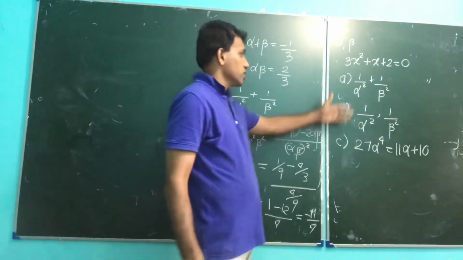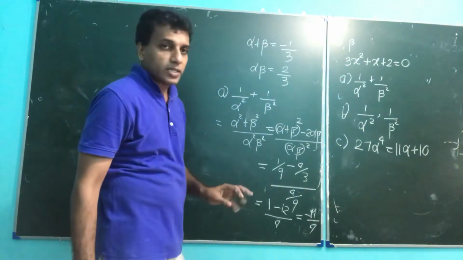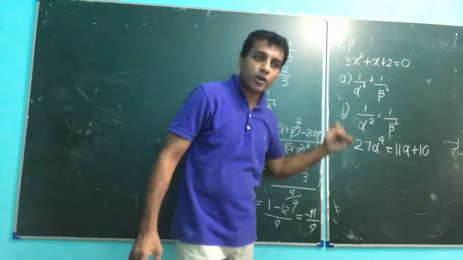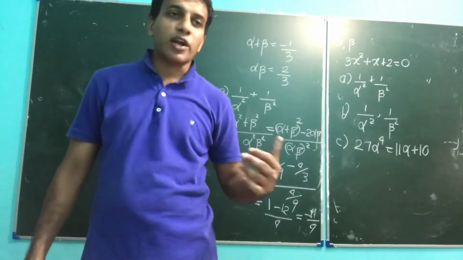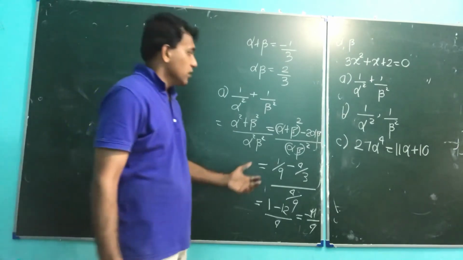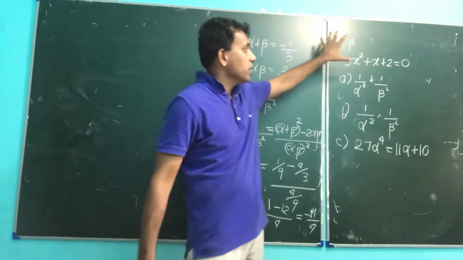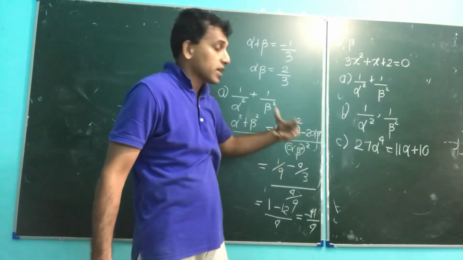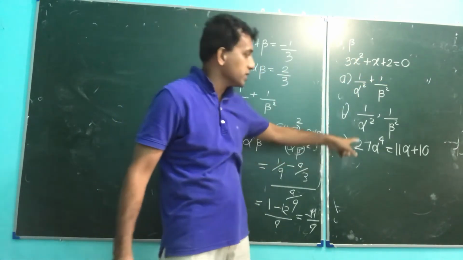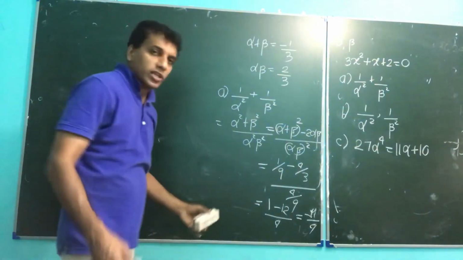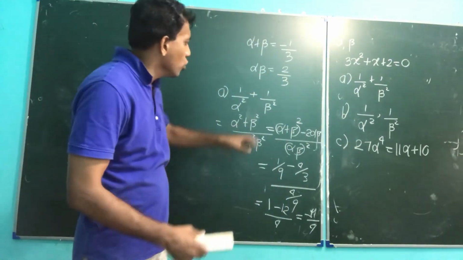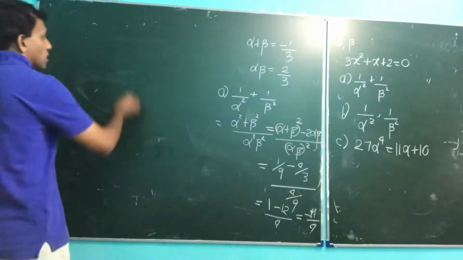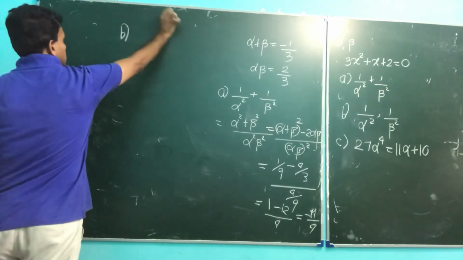Now they ask, write the new equation whose roots are 1 over alpha squared and 1 over beta squared, right? If alpha and beta are the roots of this equation, what is the equation whose roots are these? So you know you need the summation and the product. You know the summation, therefore find the product. Before going to the B part, answer the product.